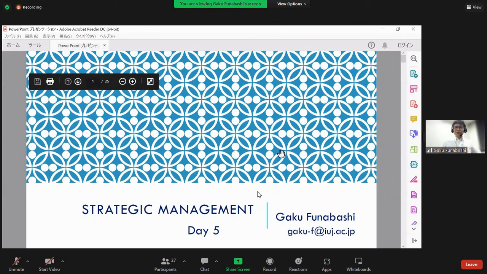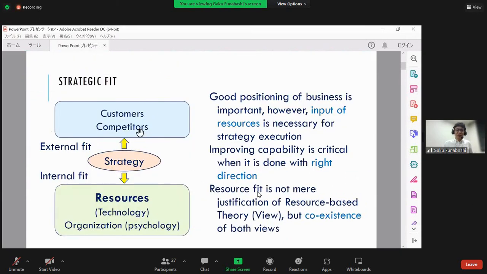And let's move to today's topic. Up to yesterday, we talked about customers and competitors. They exist outside of your organization, in the external environment. So that is why I call it external fit to the strategy. Then now let's think about something inside the company, inside the organization.